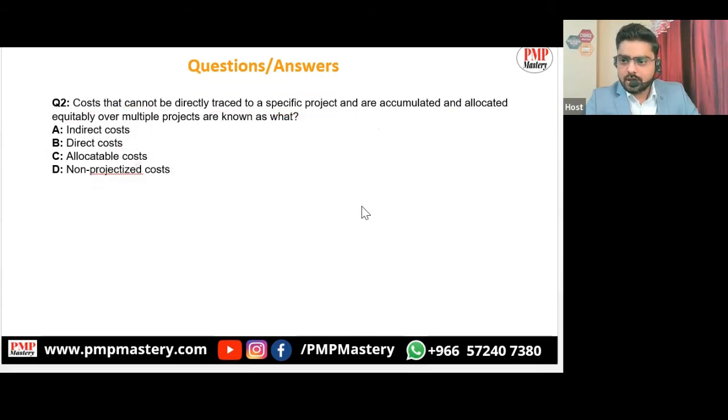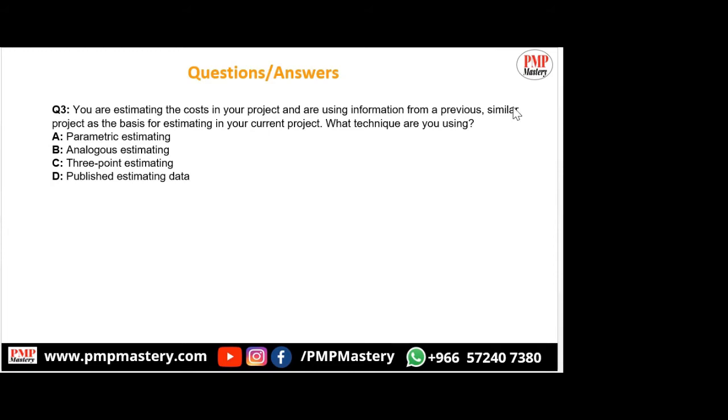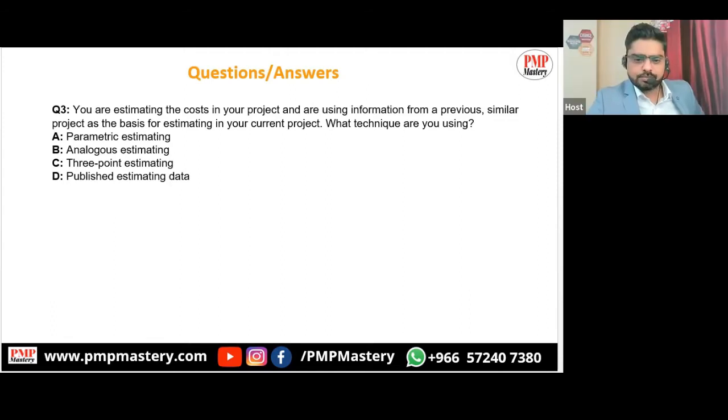Next question, please. Read, yes. You are estimating the cost in your project and are using information from your previous similar project as a base for estimation in your current project. What technique are you using? A, parametric estimation, B, analogous estimation, C, three-point estimation, D, published estimation data. Okay, send me your answer, guys.